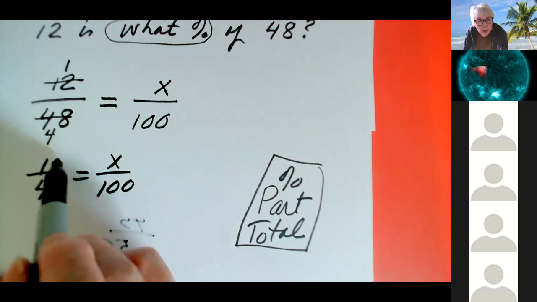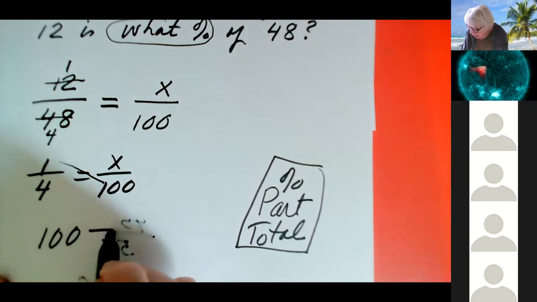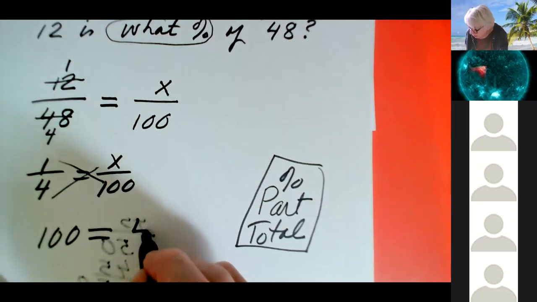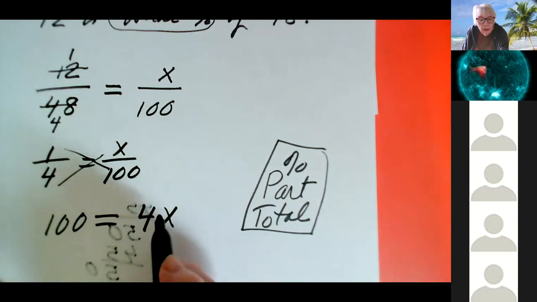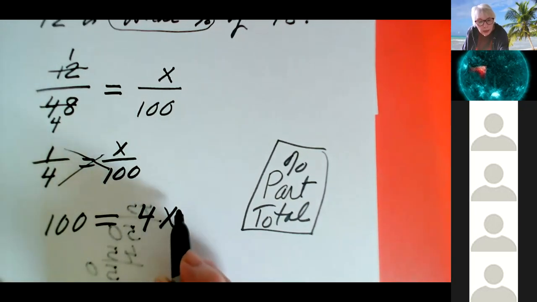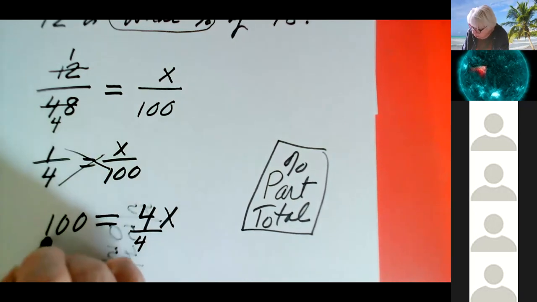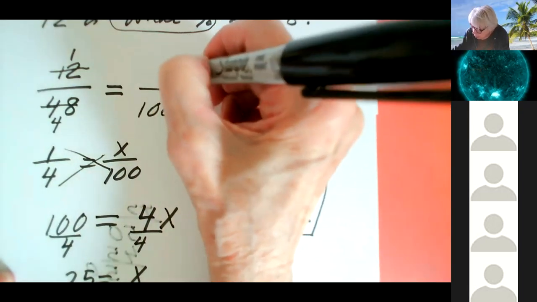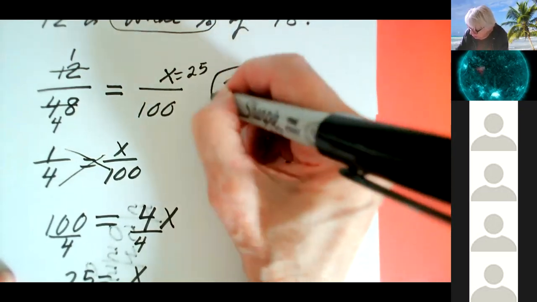As a proportion, this would be 1 times 100 is 100 equals 4 times X. In this particular problem, it's 4 times X. This is the skill we have. We divide both sides by 4. X equals 25. So right here is 25, which means our answer is 25%.